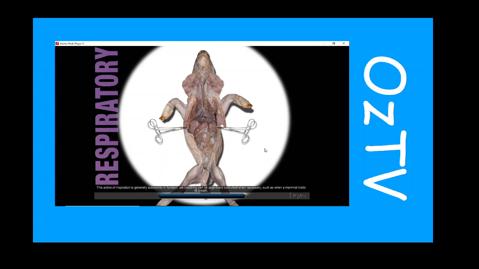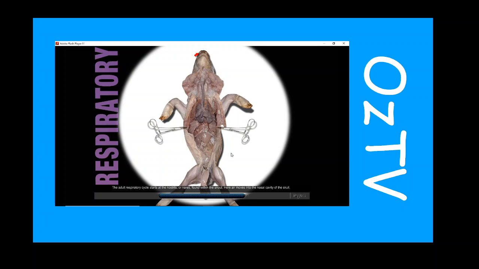This action of inspiration is generally autonomic in function, yet breathing can be cognitively controlled when necessary, such as when a mammal holds its breath. Expiration occurs when a mammal releases its breath. Here the elastic tissues of the cavity, along with contractions of the internal intercostals, squeeze the ribs and force used air out of the body again. Press the diaphragm one more time to continue.